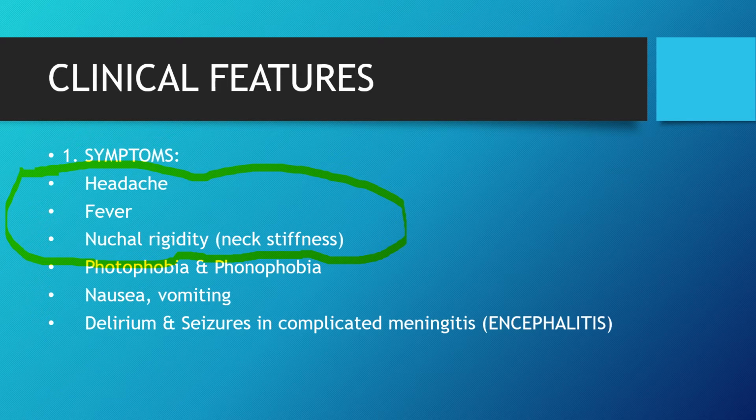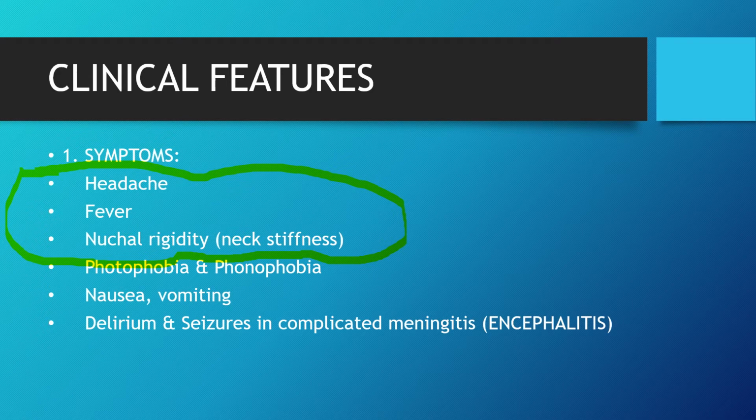Nuchal rigidity, or neck stiffness, right? Other symptoms that can develop later on as the disease progresses, as the infection of the meninges progresses, include photophobia, which is sensitivity to light, and phonophobia, sensitivity to sound. Nausea, vomiting, delirium, and seizures in complicated meningitis, right?